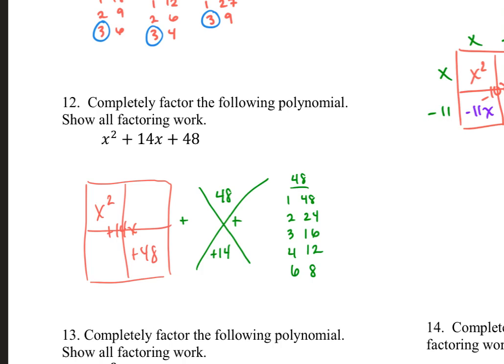So now we're going to look for the pair that gets us to be 14. And that pair is going to be 6 and 8. 6 times 8 is 48, and 6 plus 8 is 14. So this is 6x and 8x. Now to get the outside, we look at the top row. X squared and 6x, I can take out an x. X times x gives me x squared, x times positive 6 gives me 6x, and x times positive 8 gives me 8x. So my final answer factoring is x plus 6, x plus 8.